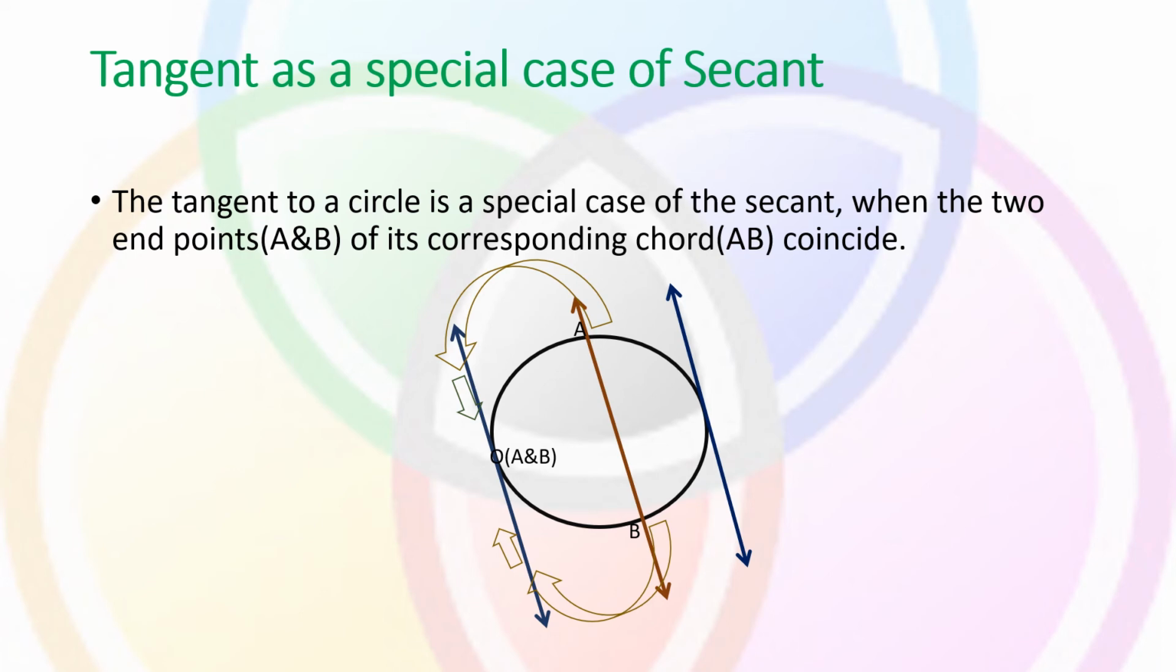Next, what is the relation between the tangent and the secant? We should understand that tangent is a special case of secant. How? When these 2 points A and B, the 2 points where the circle was intersected by the line, when these two coincide, as you can see here, they are coinciding here, and the secant becomes a tangent in that case. So tangent is a special case of secant.